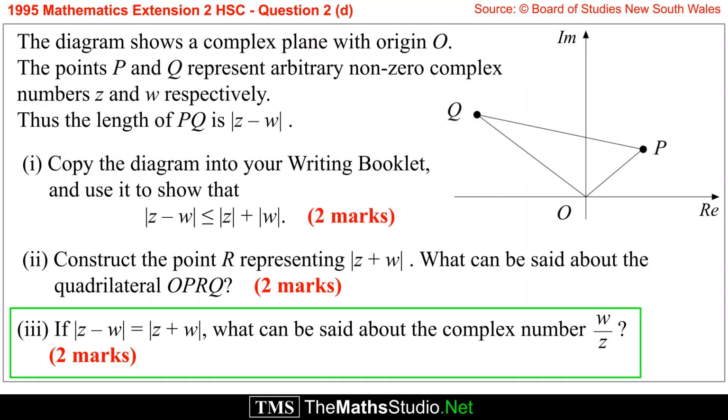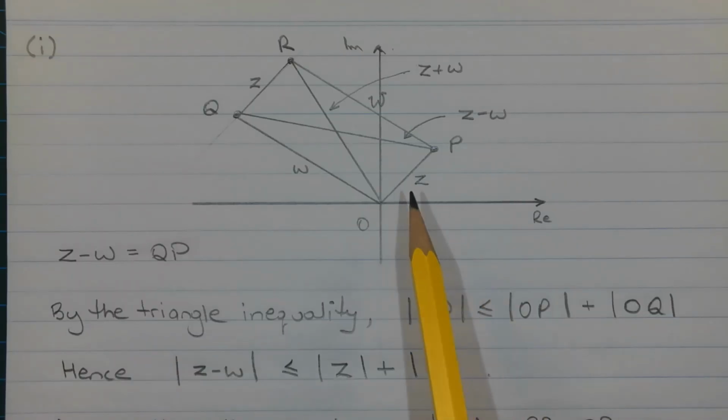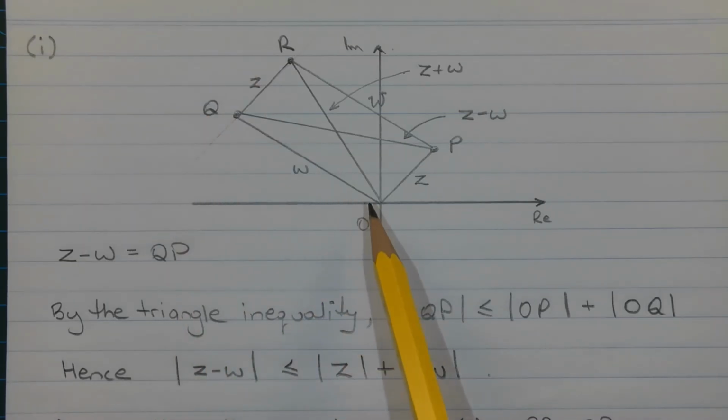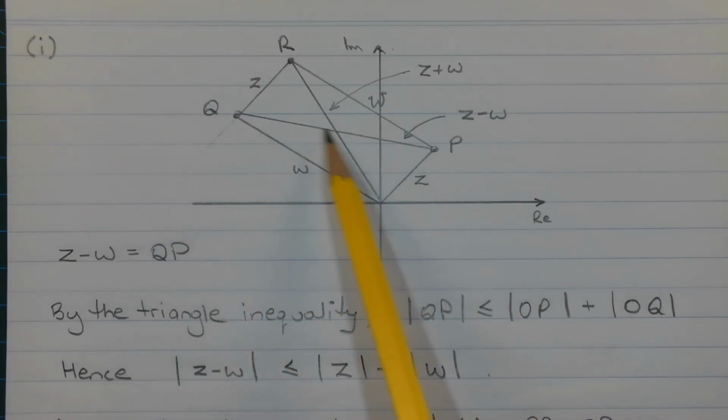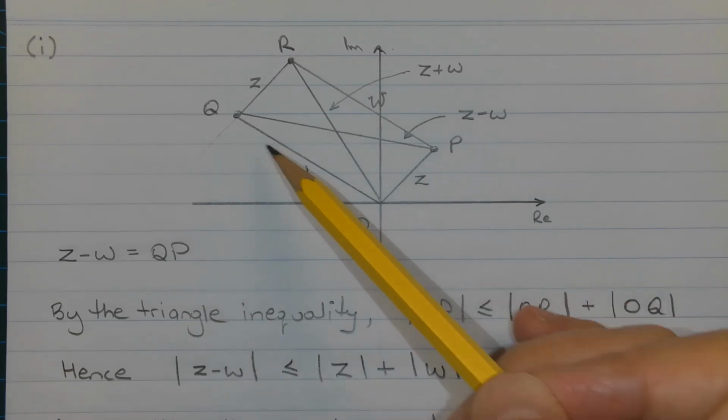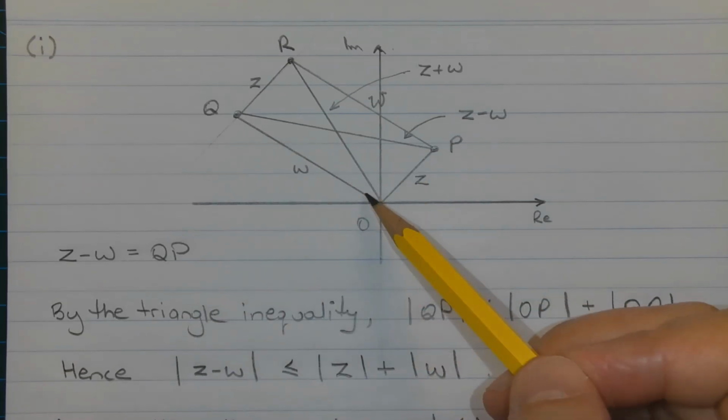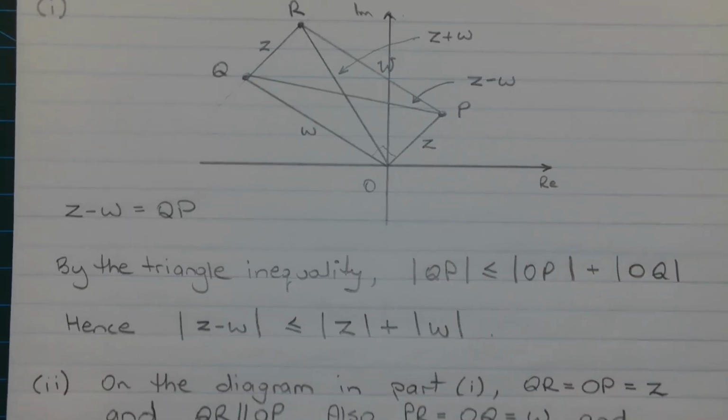Part 3. If mod Z minus W equals mod Z plus W, what can be said about the complex number W over Z? In Part 2, we deduced that quadrilateral OPRQ is a parallelogram. Now, if the diagonals Z plus W and Z minus W are equal in length, that means quadrilateral OPRQ is a rectangle. That also means that OP and OQ are perpendicular. So there's a 90-degree angle there.